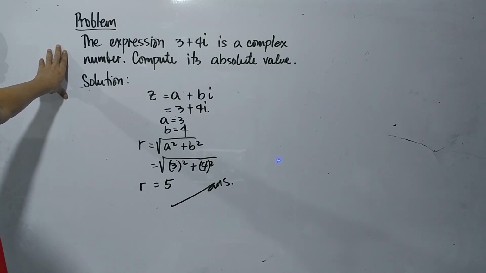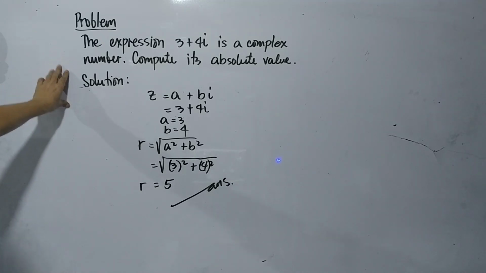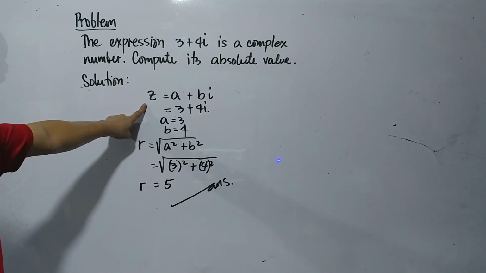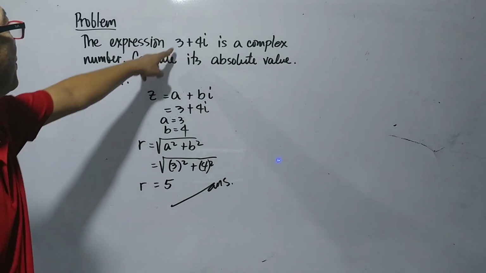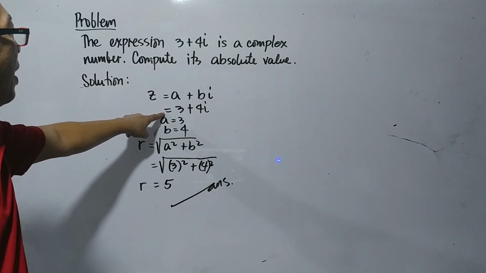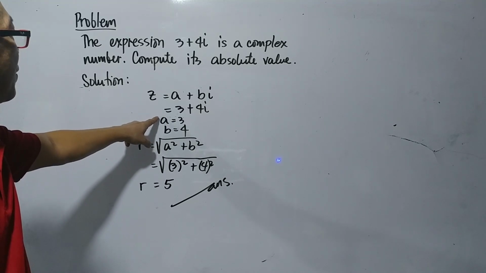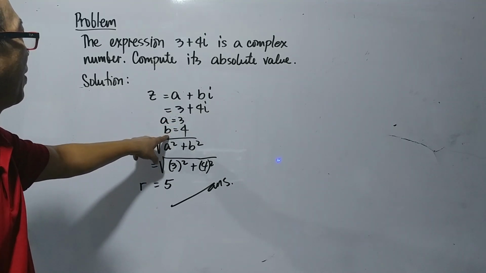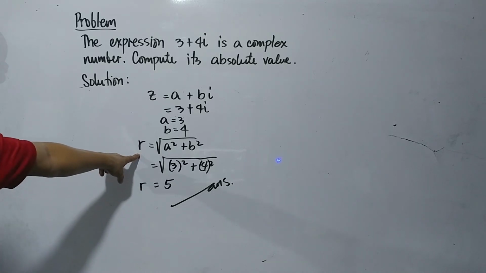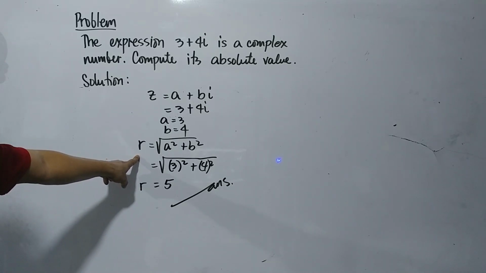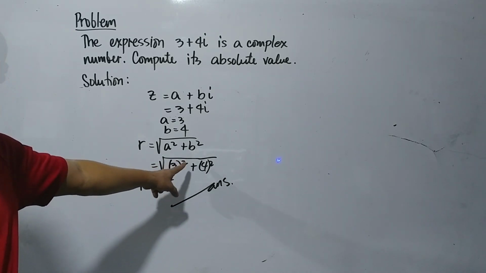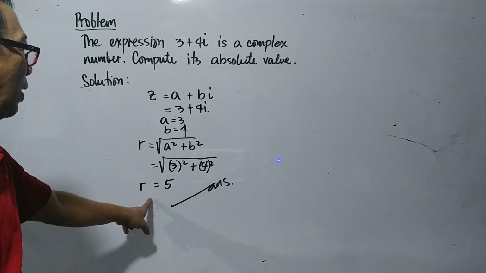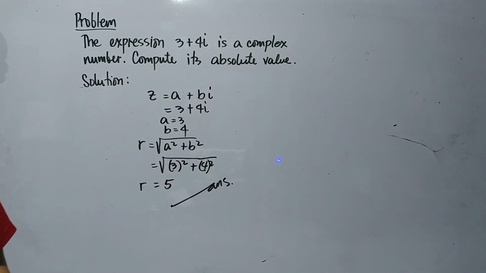3 plus 4i is a complex number. Compute its absolute value. Solution. For our formula for the complex number, z equals a plus bi. Substitute the problem here. We have 3 plus 4i. So we have now a is 3 and b is 4. Substitute for the absolute value: r is equal to the square root of a squared plus b squared, which is also equal to the square root of 3 squared plus 4 squared, or r now is equal to 5 because it is the square root of 25.